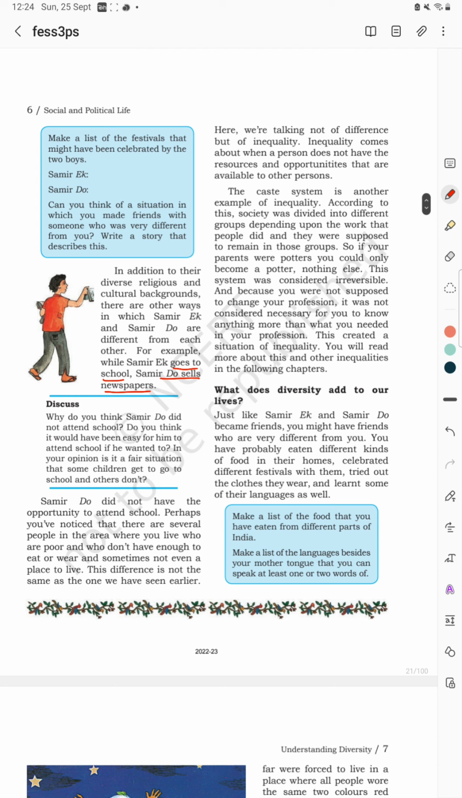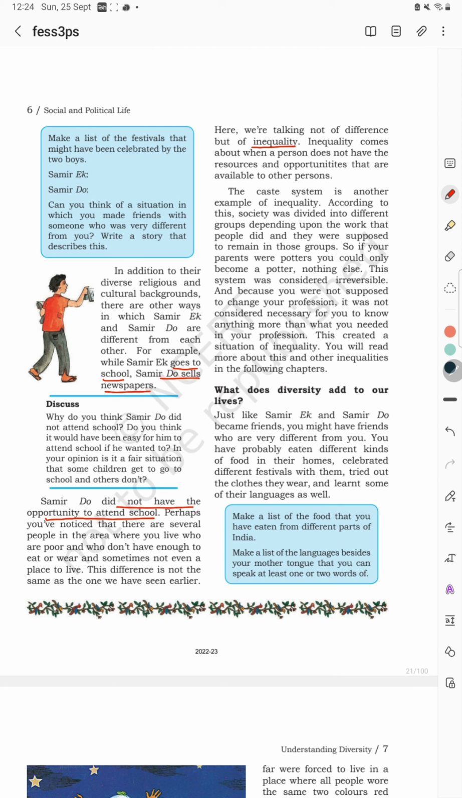Sameer Do did not have the opportunity to attend the school, which Sameer Ek has. Perhaps you have noticed that there are several people in the area where you live who are poor and who do not have enough to eat or wear, or sometimes not even a place to live in. So this difference is not the same as the one we have seen earlier. Here we are talking about inequality.